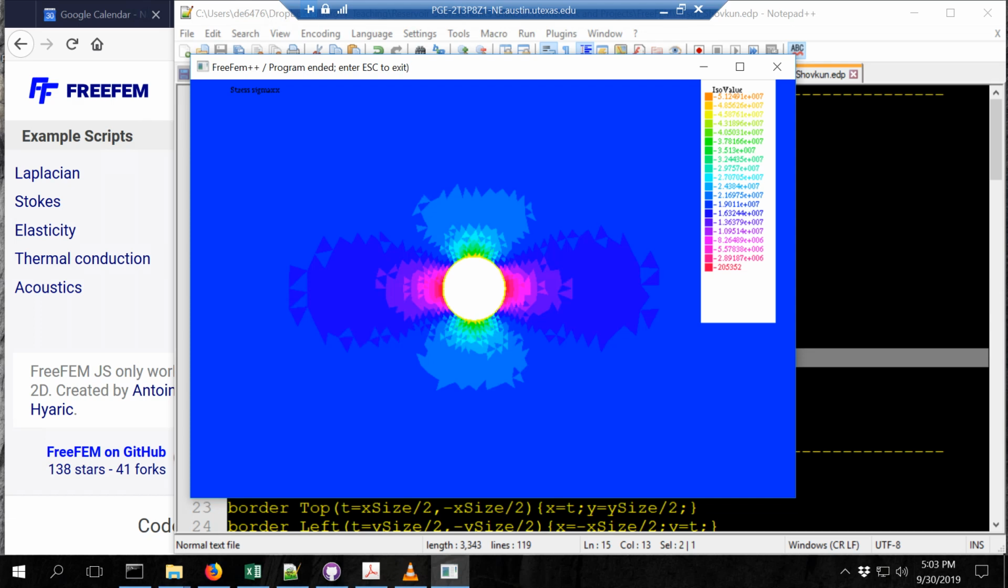Do you know ParaView? The software ParaView. You can also export this to a ParaView format. I'll show you how to do that. Okay? You good? What about you?